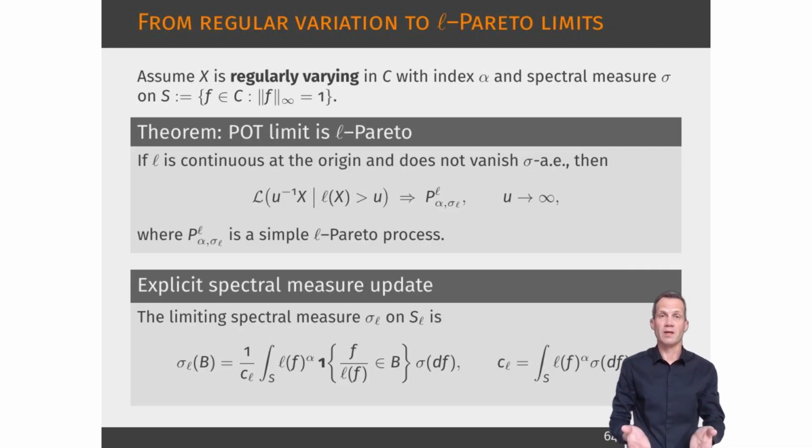The final display explains how the spectral measure is updated when we change the definition of extremeness through the cost functional. In words, shapes that have a larger cost receive more weight in the limiting conditional distribution. This completes the bridge from functional regular variation to practical peaks over threshold modeling for random fields and processes.